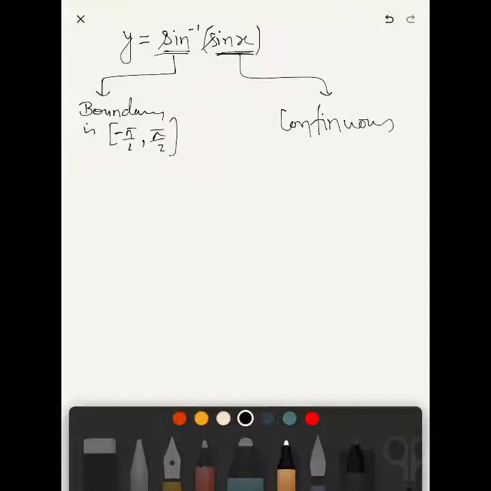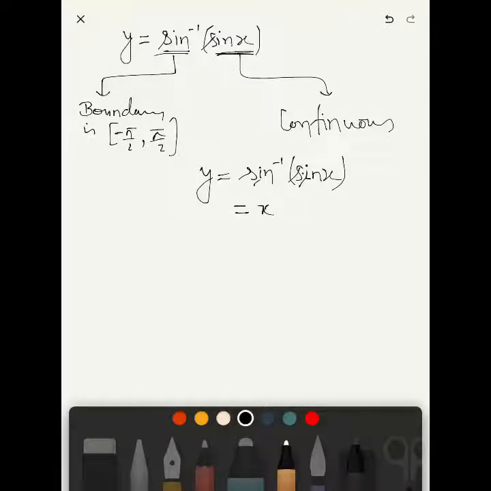Okay, so let us see what is first impression. When you write y equals sine inverse sine x, what do you mean? This inverse and this sine will get cancelled out, you will be left with x, isn't it?